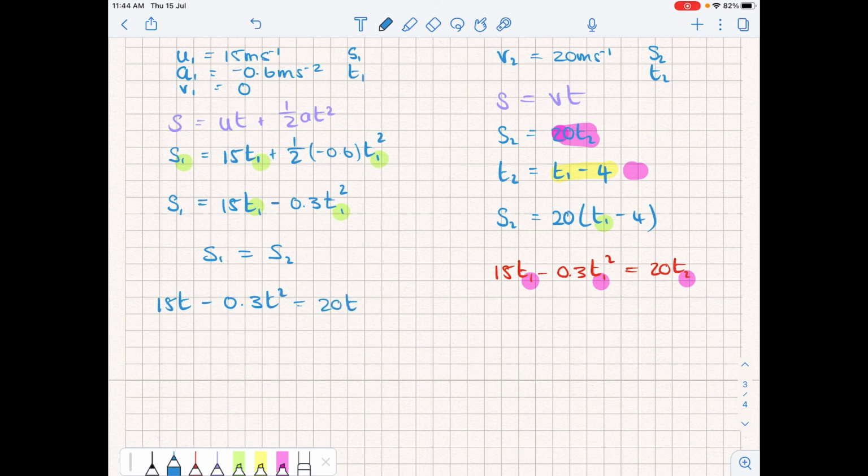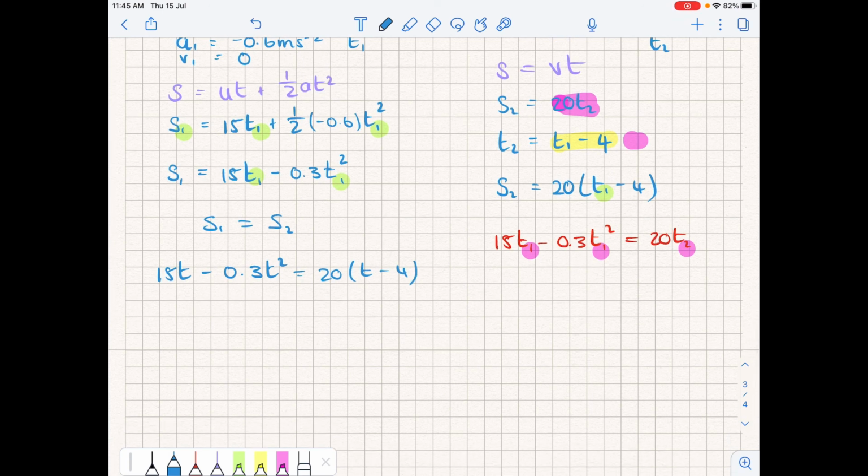Here we just have a simple quadratic that we need to solve. And my apologies, I've done exactly what I warned you about. That's wrong. This should be 20 times (t minus 4). Right, let's just solve this quadratic. This is 15t minus 0.3t squared equal to 20t minus 80. We can multiply everything by 10.